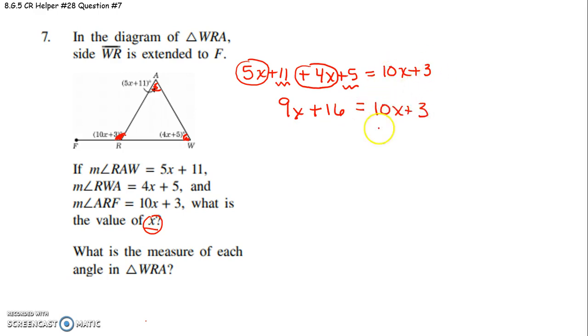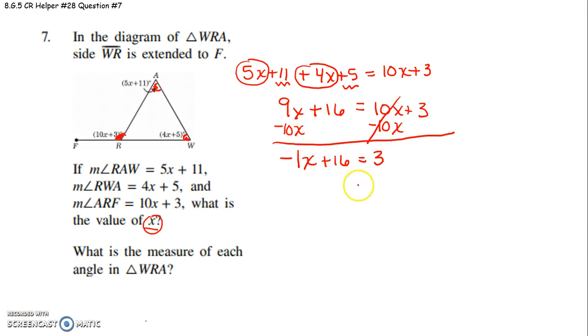So on the left-hand side of your equation, you have 9x plus 16 equals, on the right-hand side, you have 10x plus 3. Now I'm going to gather all my x's on one side of the equal sign, all of my constants on the other side. So I'm going to choose to move this 10x. To move that 10x, I have to subtract 10x from the right side of the equal sign. Therefore, I subtract 10x from the left side of the equal sign. 9x minus 10x is negative 1x.